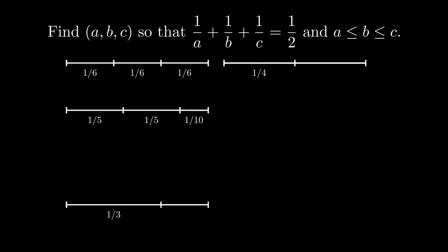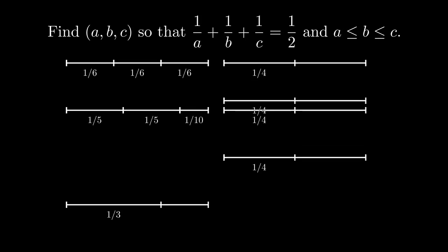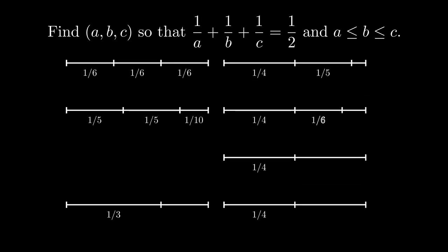When A equals 4, the only four possibilities for B are B equals 5, B equals 6, B equals 7, or B equals 8. Now when B equals 5, the leftover is 1/20, so that's a half minus a fourth minus a fifth. 1/20 is good. When B equals 6, then the leftover is 1/12. 1/12 is a half minus a fourth minus a sixth, and that's fine. C equals 12, that works. Now there is a problem when B equals 7. In that situation, we've got 3/28 left over, and we can't write 3/28 as 1 over C.